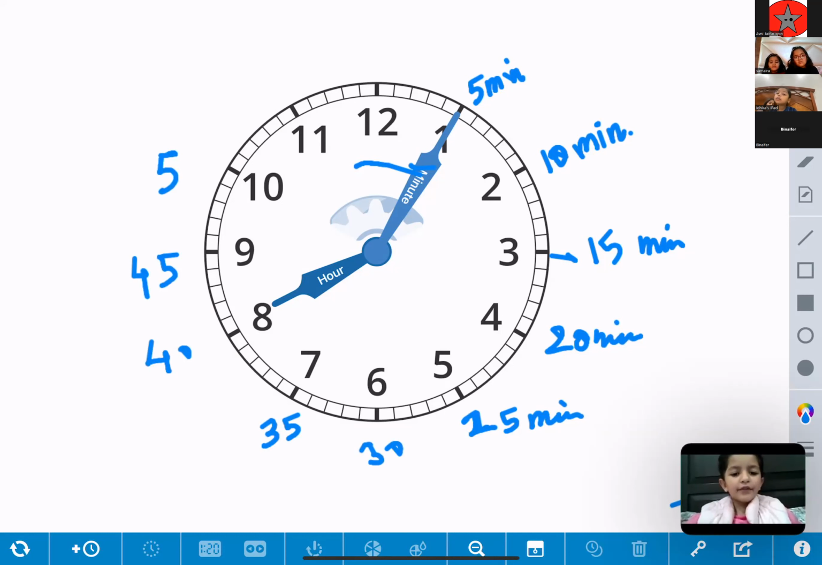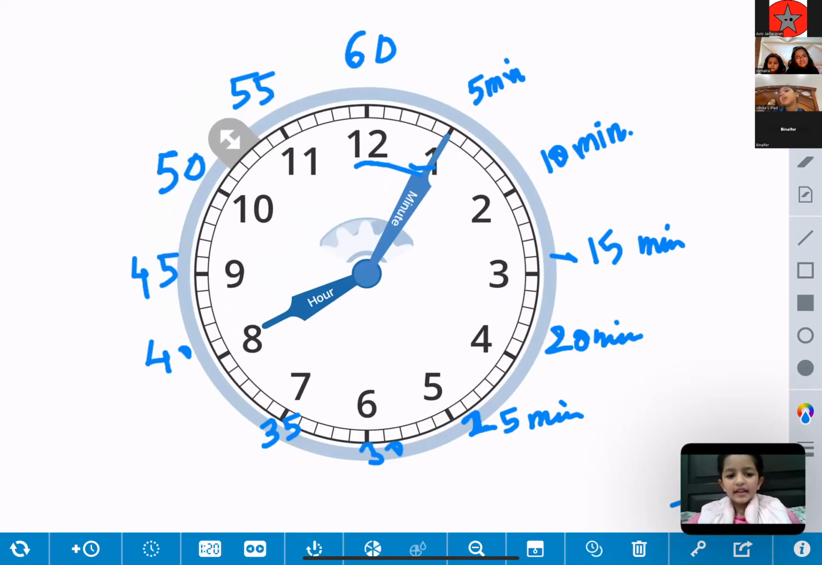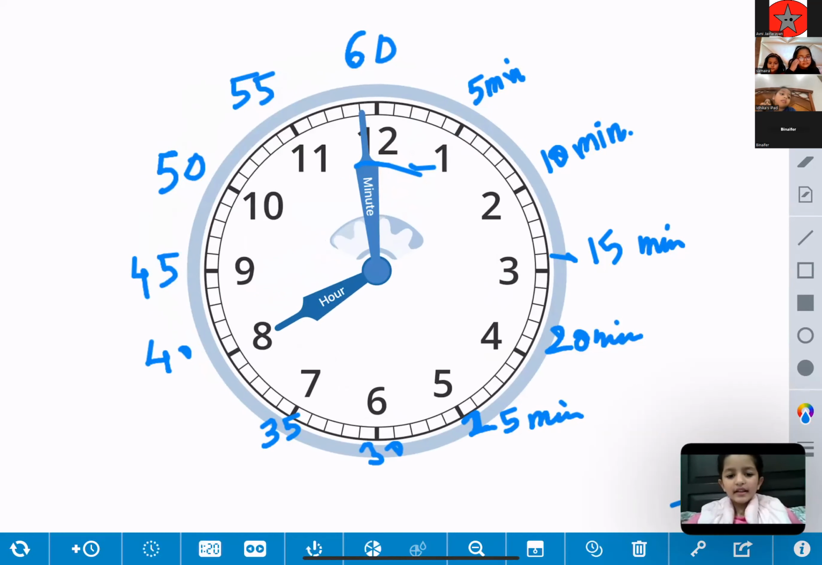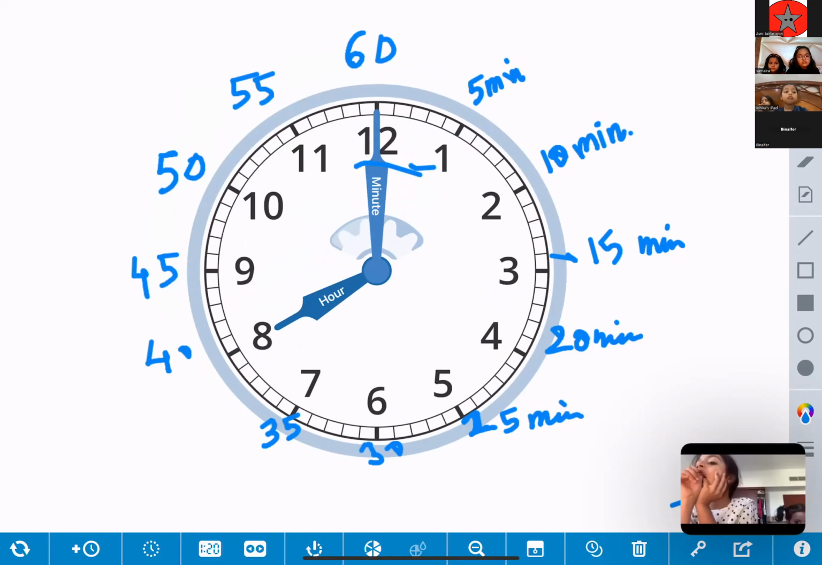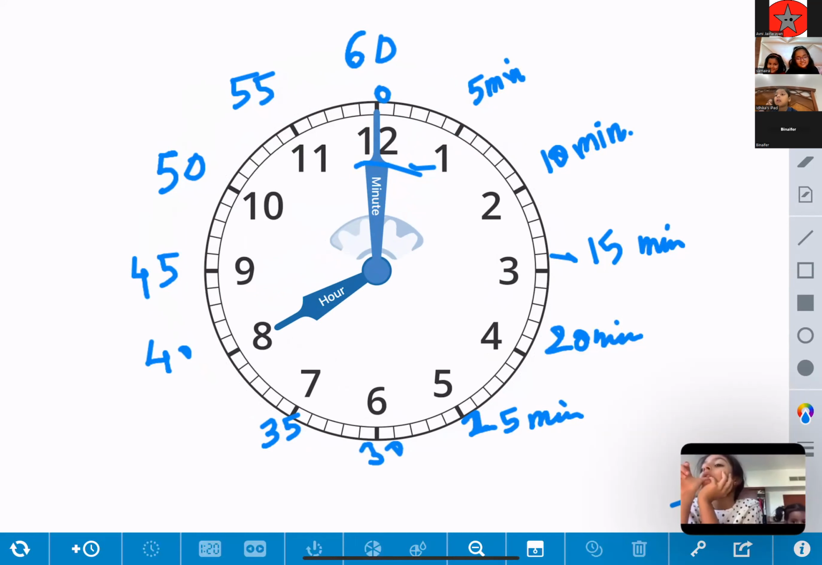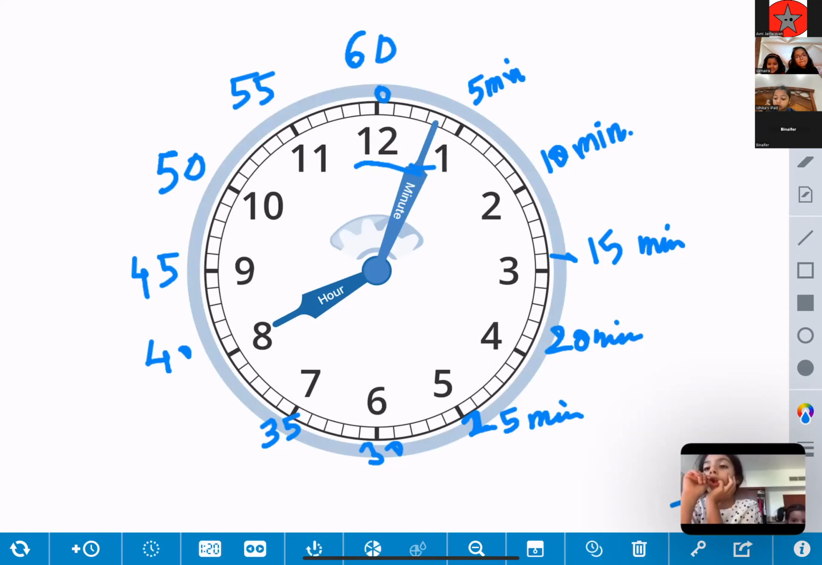50, 55, and then 60. So if my clock is here, if I'm starting from here, I'll be at 0. Everybody, I will be at 0, correct? If I'm starting from 12, I am at 0. Okay. And next I am moving and taking one complete circle.